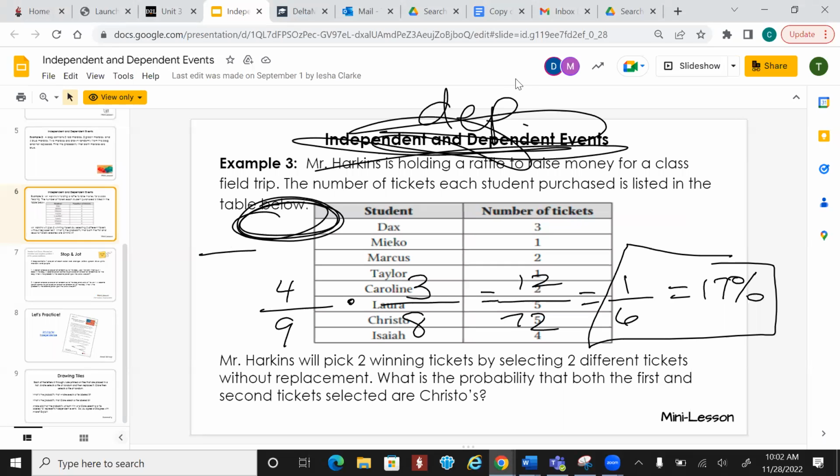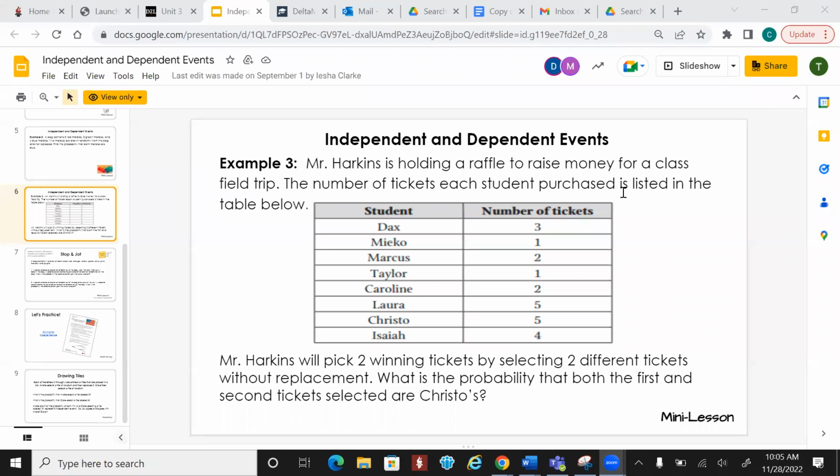Okay, example 3. Name. Okay, how many of people's parents play the lottery? Do you know? Okay. Secretly, they play the lottery. No, I'm just kidding. Oh, that'd be awkward.